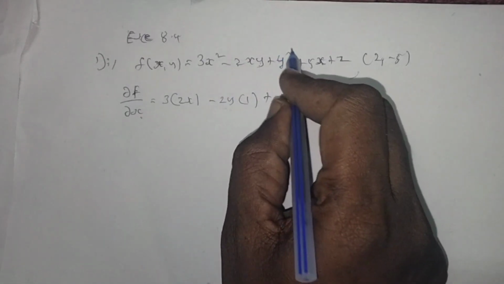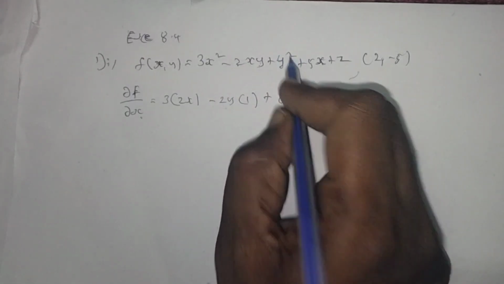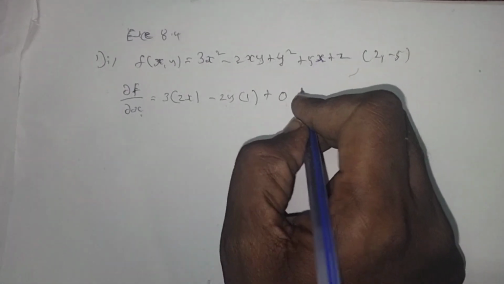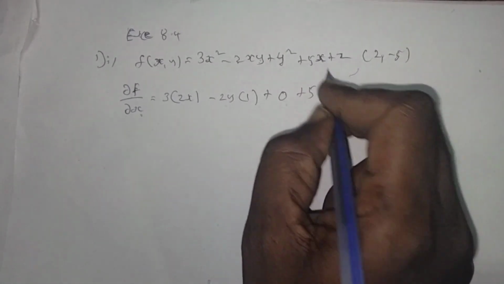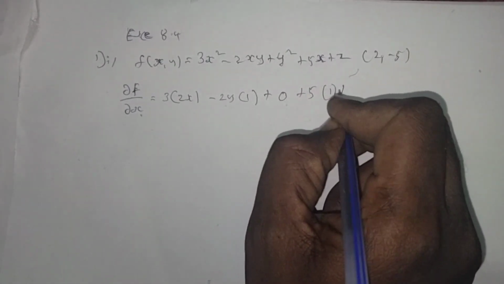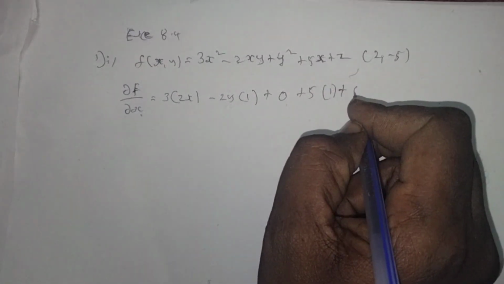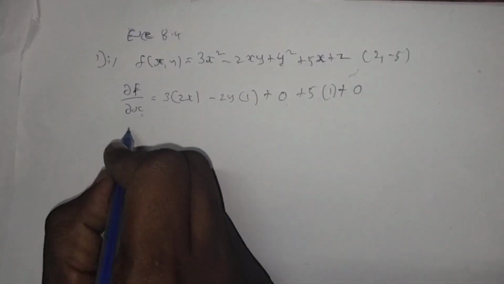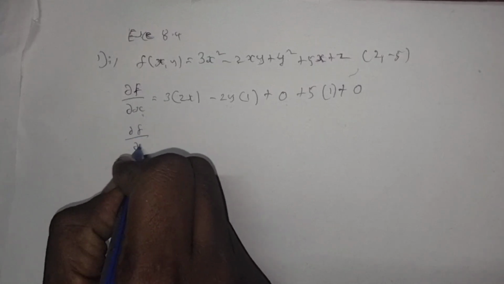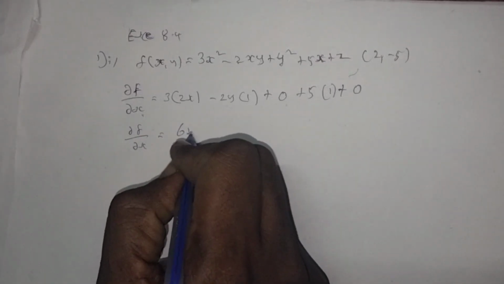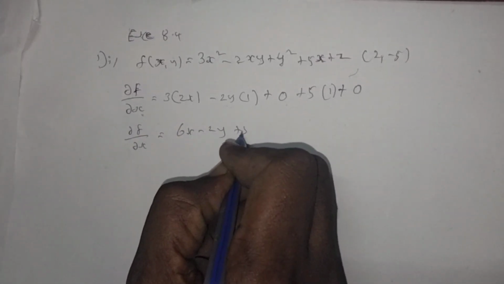But here we have only the y squared term. So when differentiating y squared, it becomes 0. Then we have plus 5x. So x with respect to x is 1. Then 2 is a constant term. When differentiated with respect to x, it becomes 0. Finally we have ∂f/∂x equal to 6x minus 2y plus 5.